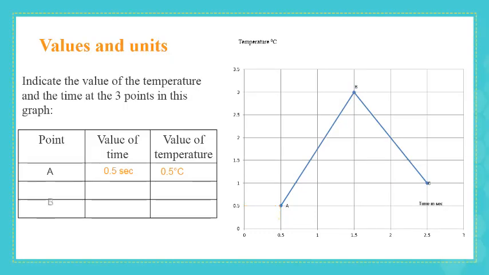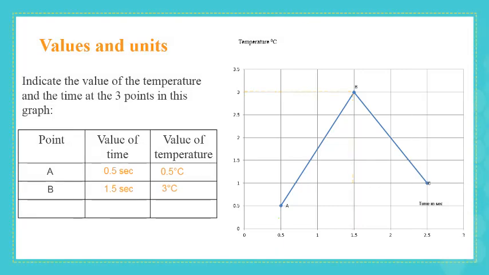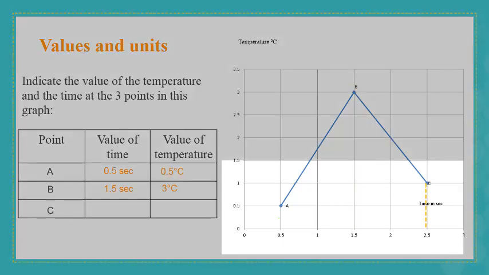Point B. What is the value of time? 1.5 seconds. What is the value of temperature? 3. What is the unit? Degree Celsius. Point C. What is the value of time? 2.5. What is the unit? Second. What is the value of temperature? 1. What is the unit?